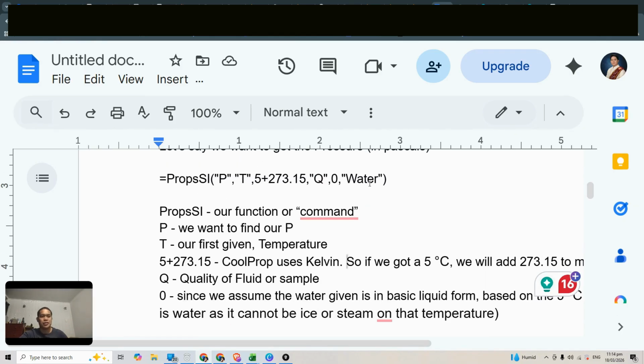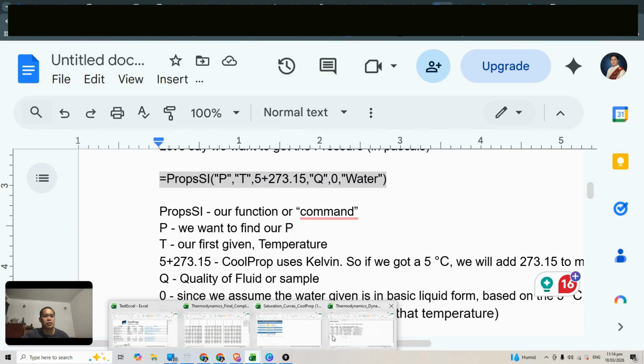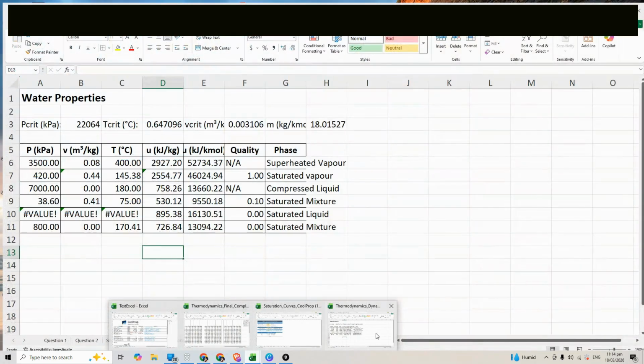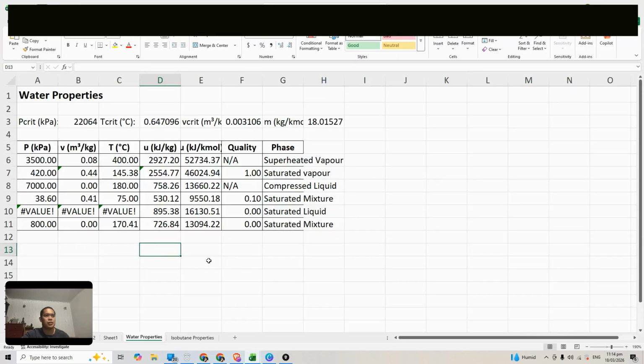So let's try that out. Let's just copy this for one. Let's use this, this is for our exam assignment. Let's say we're given that given. So let's call in PropsSI. We're looking for the pressure, and what we're given is temperature.